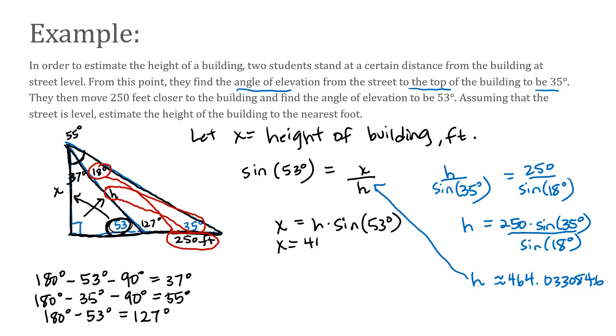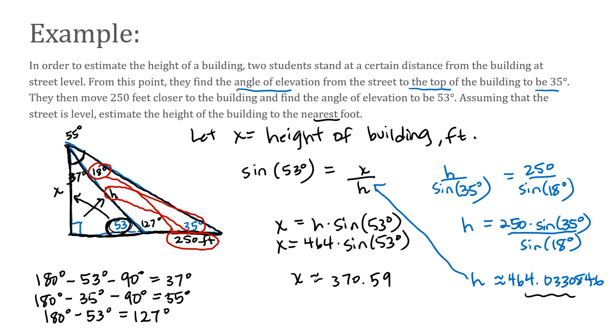Now I'm going to go ahead and just write 464, but you all know that I'm really using all of the digits in my calculator because I don't want to have a rounding error. So when I put that 464.0330846 times the sine of 53 degrees, I got an x value that was approximately 370.59. And they do say round to the nearest foot, so I'm going to say approximately 371 feet.